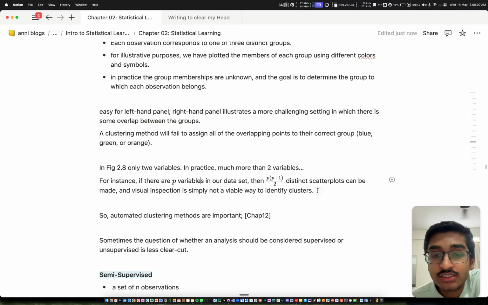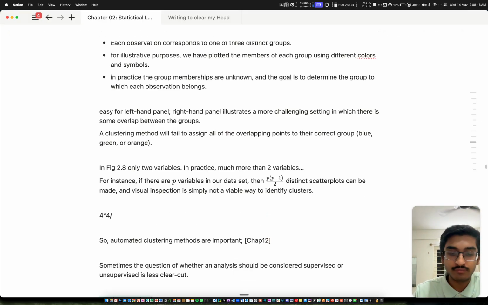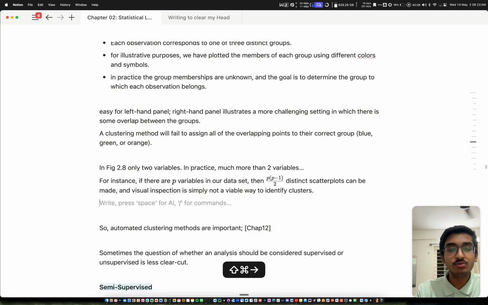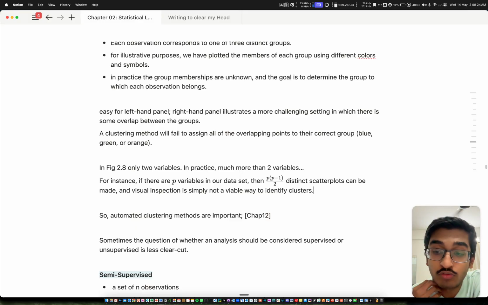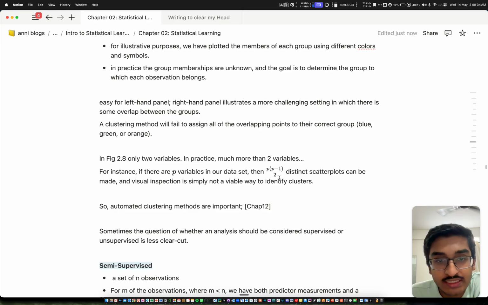If you had four variables, you'd need 4 into 3 by 2, which is 6 scatter plots. So there are 4C2 ways, right? There are 4C2 ways to select two variables from your four variables and see how they relate to each other, and then cluster. So that's why this formula makes sense, sort of. But feel free to question me more in the comments if this doesn't make sense now.